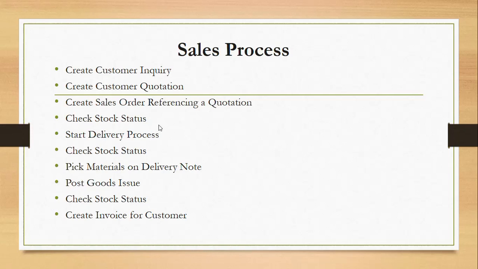So we will move towards post goods issue. Once you do that, you will check the stock status again, and you will find out that the goods have been reduced in your warehouse because you released them already. And then finally we will be creating the invoice for the customer.